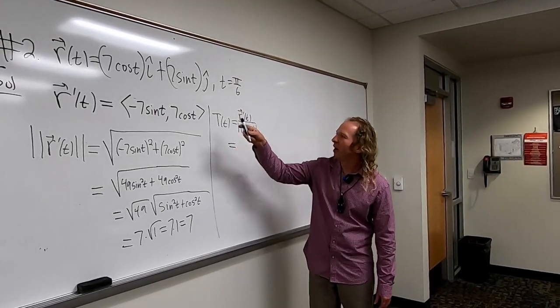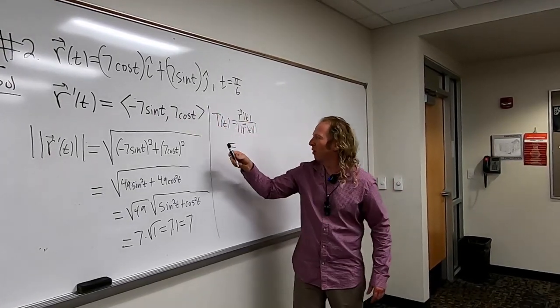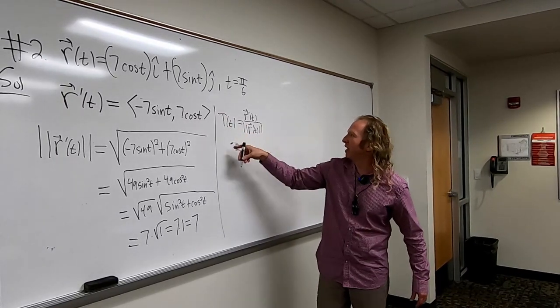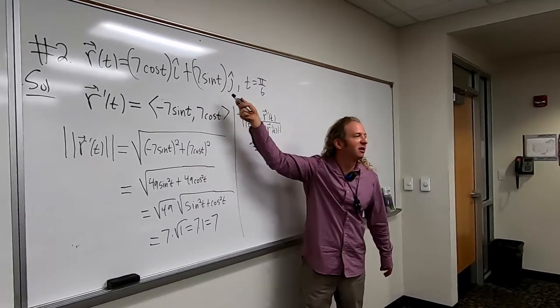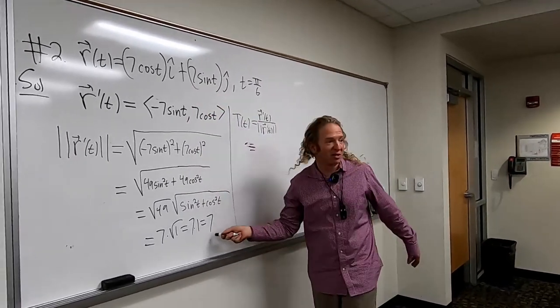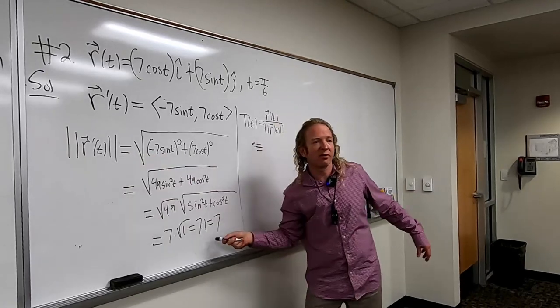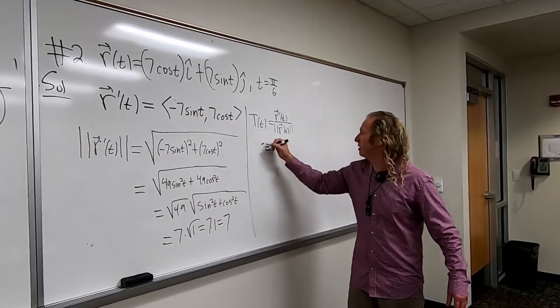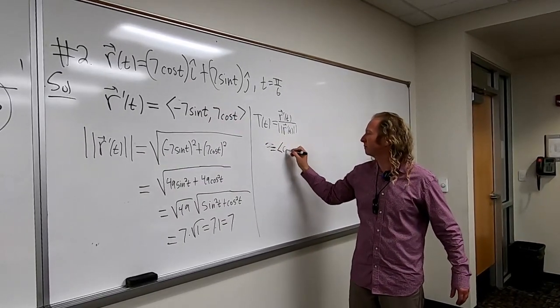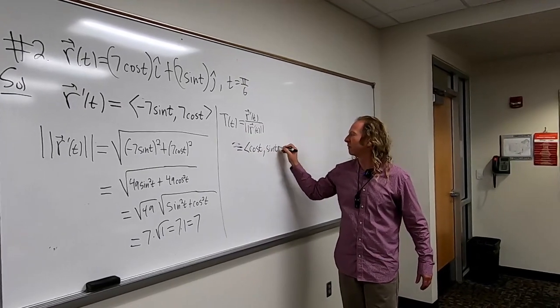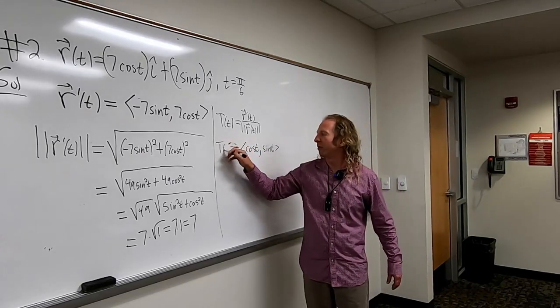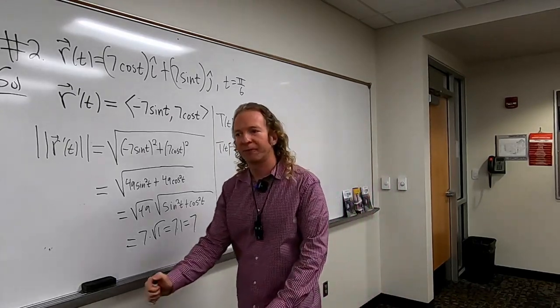This is equal to, we can just go straight to it, right? We're basically taking this and dividing it by what, in this case? By 7, because the magnitude is 7. So it's just going to be cosine t, comma sine t. Again, writing it in component form.